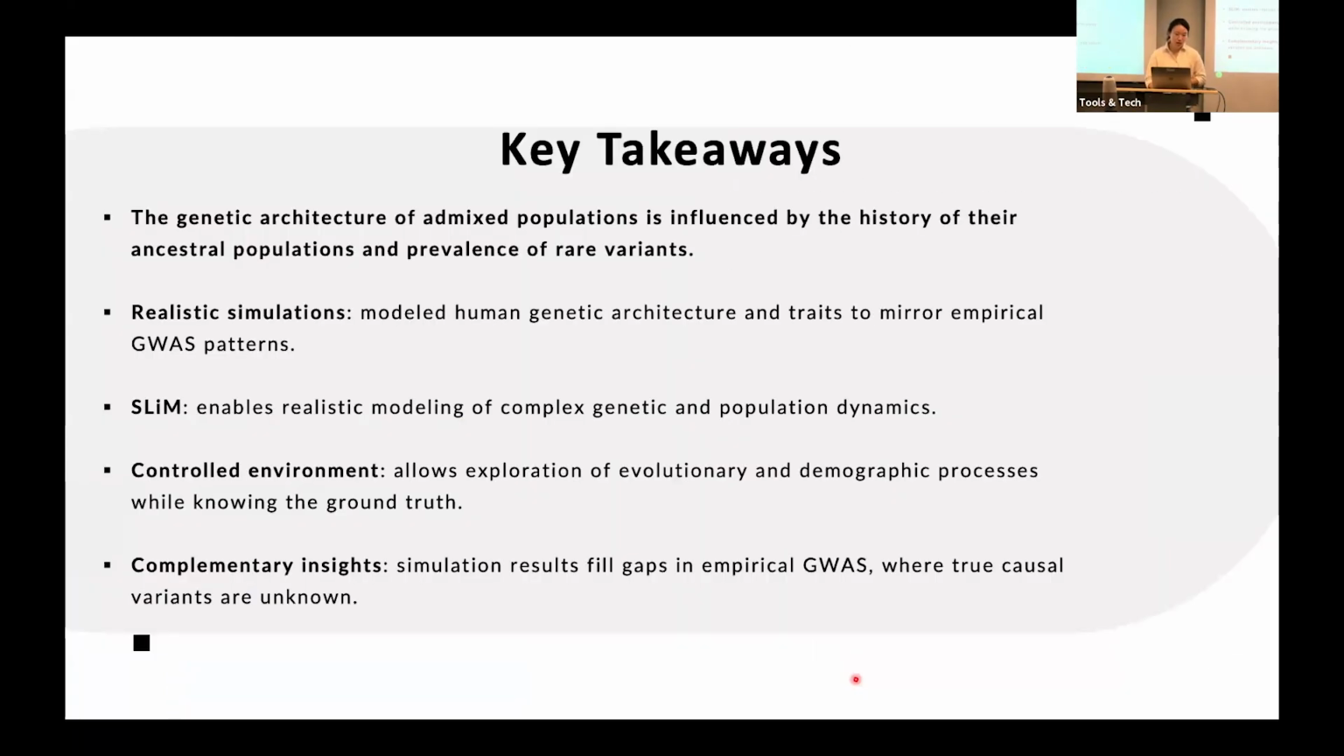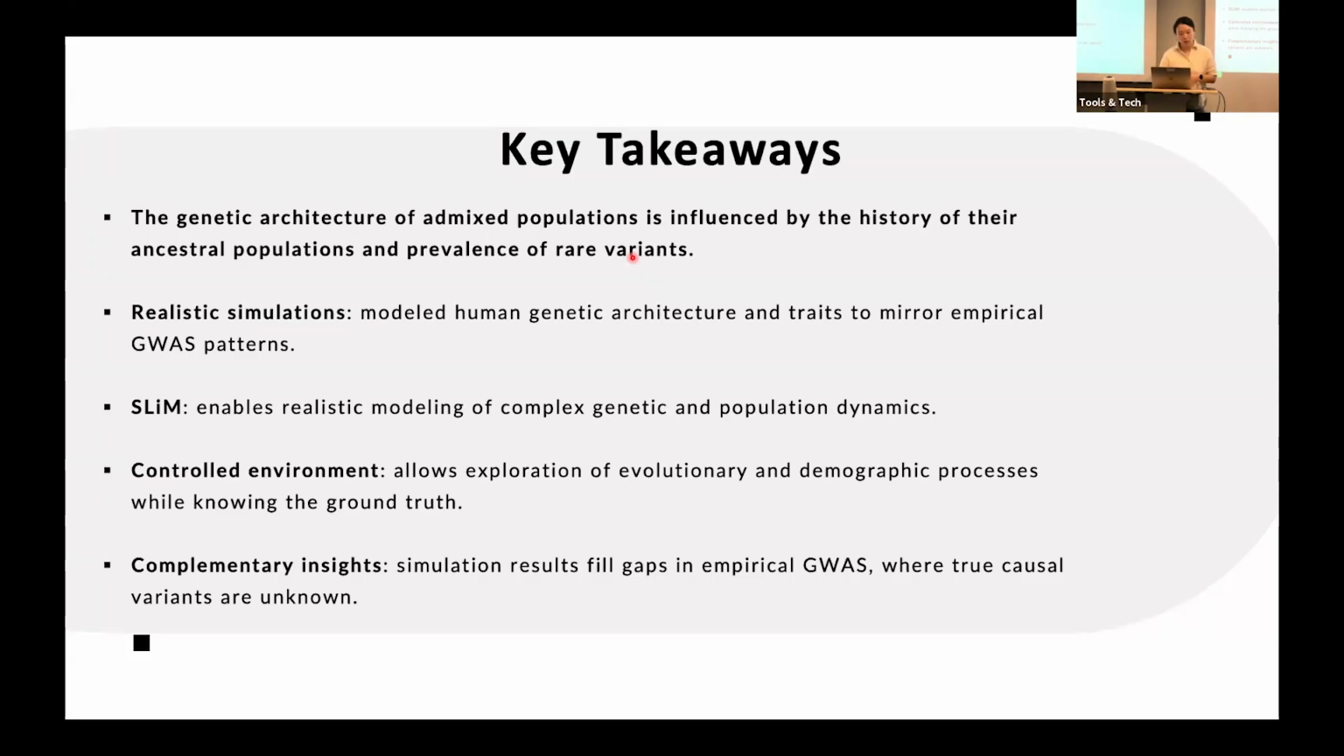To wrap up, if I were to answer the research question that I proposed, it turns out that the genetic architecture of admixed populations is very much influenced by the history of the ancestral populations that are contributing, as well as the prevalence of rare variants. But I didn't really talk about the rare variant side of this project because the seminar is about tools and technology. I basically wanted to share how we could create a realistic simulation that models human genetic architecture and traits, and that can very much resemble the empirical GWAS pattern.